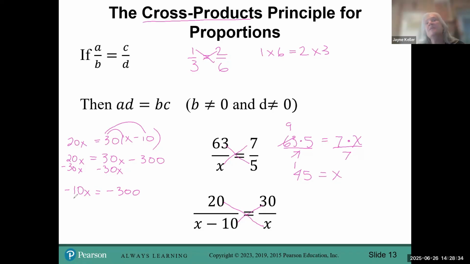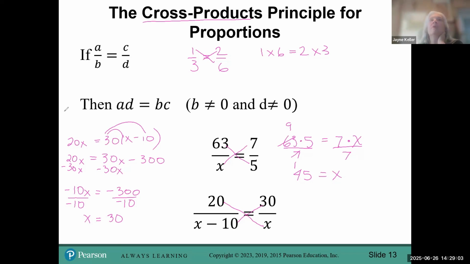And then for that last step, here I have negative 10 times x. So to undo the negative 10 times, I'm going to divide by negative 10. The negative 10s cancel on the left, giving me x. And then on the right, I have negative 300 divided by negative 10, which is going to give me 30. So a value of 30.